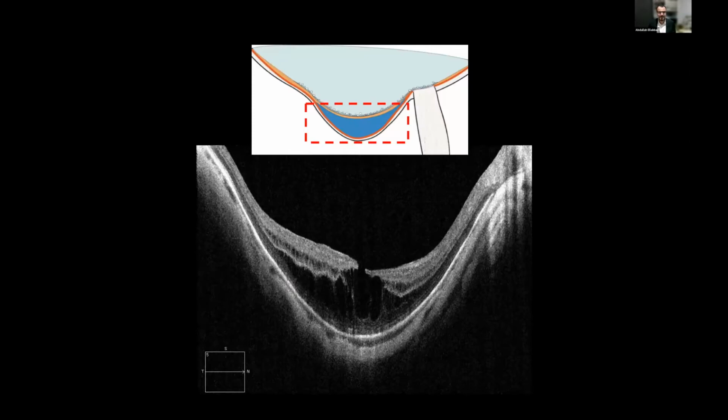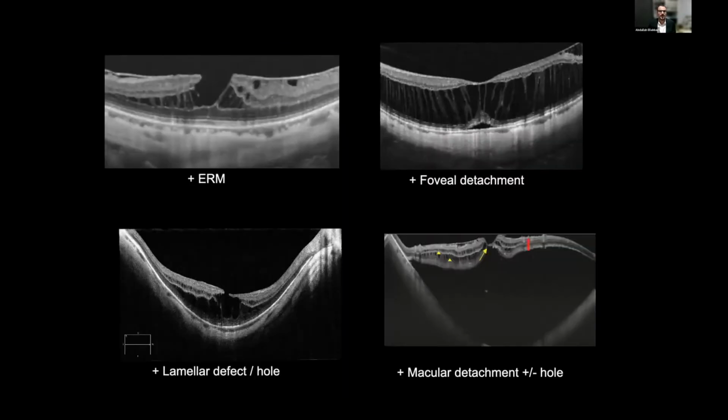Myopic foveoschisis can present with different shapes, like here with epiretinal membrane, or sometimes with a focal foveal detachment, sometimes with lamellar defects, and some of these cases may progress to a full thickness hole and develop macular detachment.